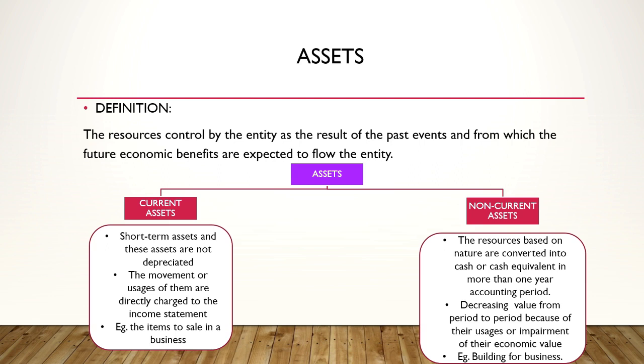The movement of usage of them is directly charged to the income statement, such as items for sale in a business. The non-current assets are resources that, based on their nature, are converted into cash or cash equivalents in more than 1 accounting period. They decrease in value from period to period because of their usage or impairment of the economic values. An example of non-current assets is the building for a business.